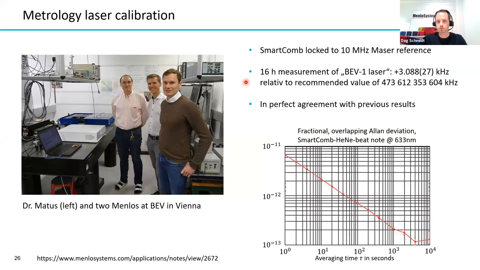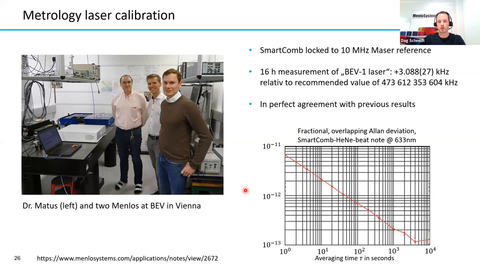And the result was an offset of 3 kilohertz relative to the recommended value of this 473 terahertz value given here. But this does not mean that the measurement was done wrong or something's wrong with this laser. This is a known issue with these helium neon lasers. They age over time and they drift a little bit in frequency. So this plus 3 kilohertz was in perfect agreement with previous results. Dr. Matos, a few days before my colleagues visited him, was doing a calibration measurement with the big comb system here, and these measurements perfectly agreed.